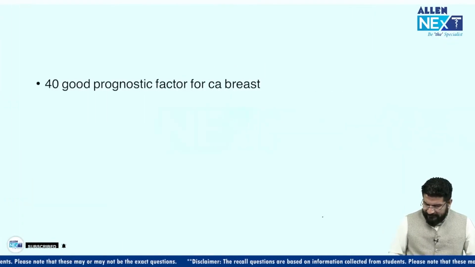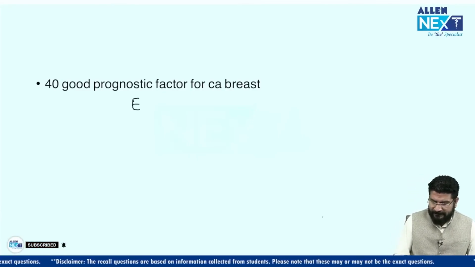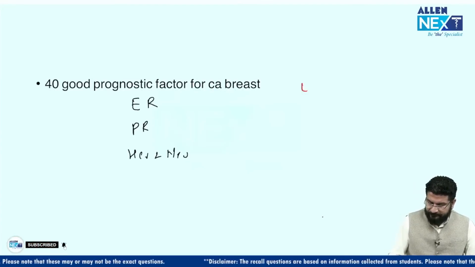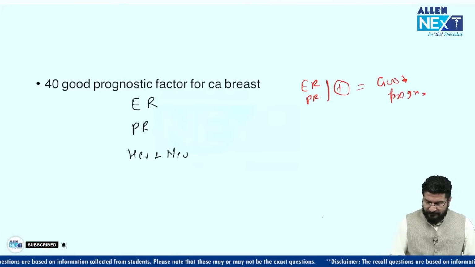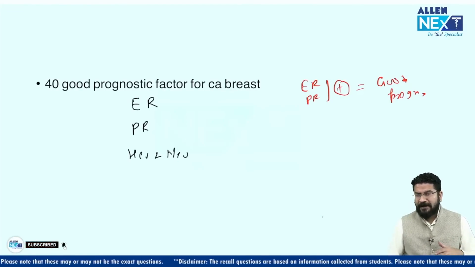Good prognostic factor for CA breast. We have different prognostic factors. Out of this, remember, the most important that we generally test are ER, PR, and HER2/neu. If ER, PR is positive, that is having good prognosis. If HER2/neu is positive, that will show a decent response with a drug called trastuzumab. And even if ER, PR is positive, you don't have to use trastuzumab. This will show decent response with other drugs like tamoxifen.